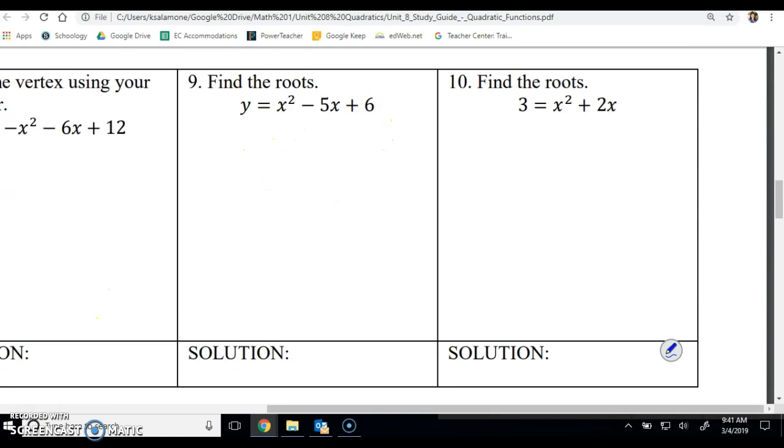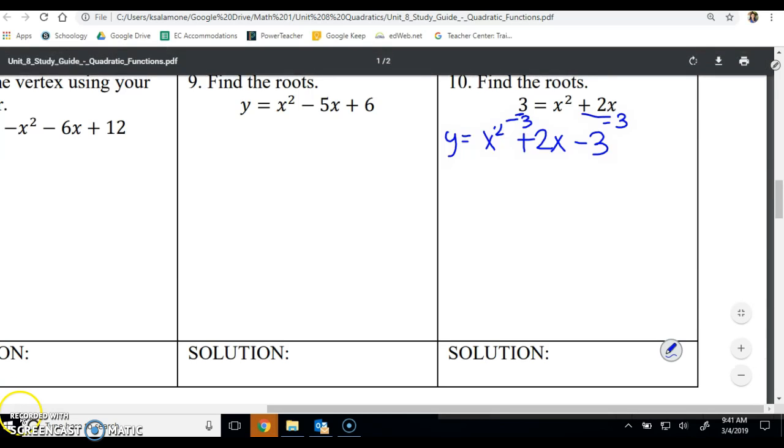Okay, so this one asks us to find the roots, but if you notice, we have numbers on the left and the right-hand side of the equal sign, and we don't want that. So we're going to move the 3 over by subtracting 3 from both sides. Therefore, we're left with y is equal to x squared plus 2x minus 3, and now we're asked to find the roots. So now I'm just going to plug that equation into Desmos.